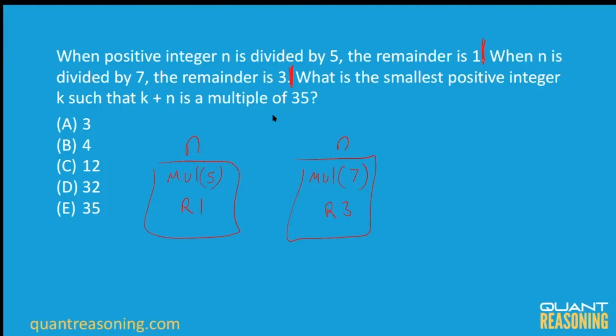What is the smallest positive integer k such that if you add it to n, you get to a multiple of 35? Well, if I'm 4 below a multiple of 35, then that's how much I need to add to get to a multiple of 35. And the answer is B.